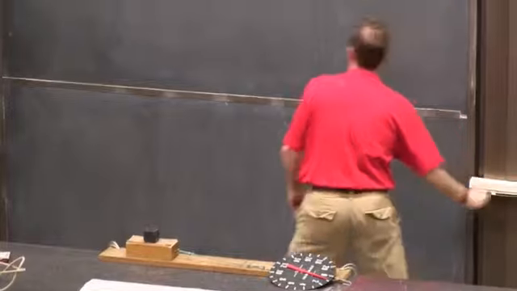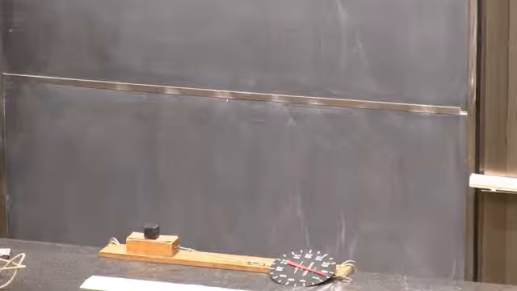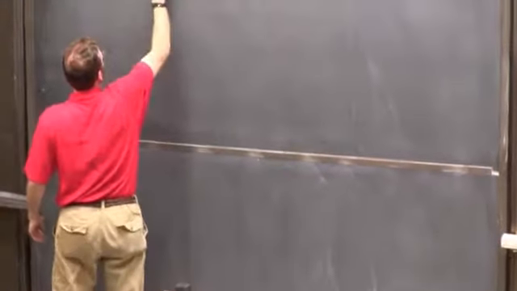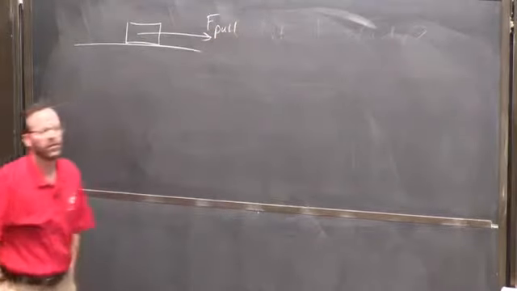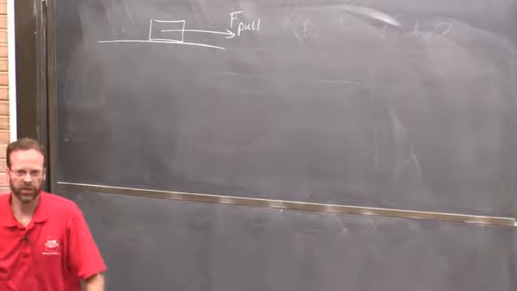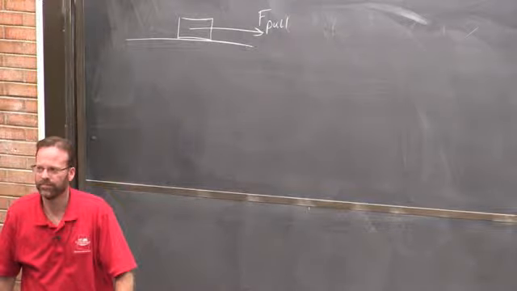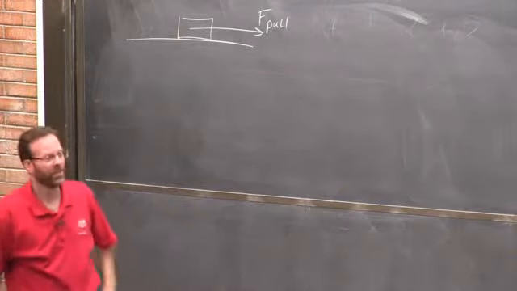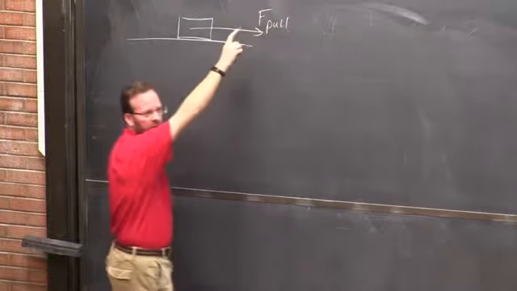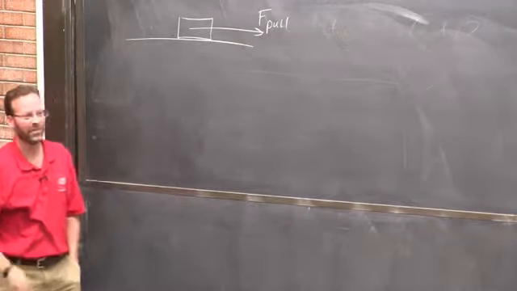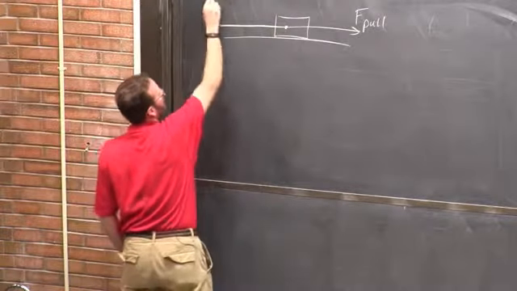So let's draw that. I'm pulling. What's the net force on the block? Is it moving? So it's 0. Well, then what's that tell you? There must be a second force, and I bet you know what it is. Friction. And in that case, it's the same in magnitude, but opposite in direction.